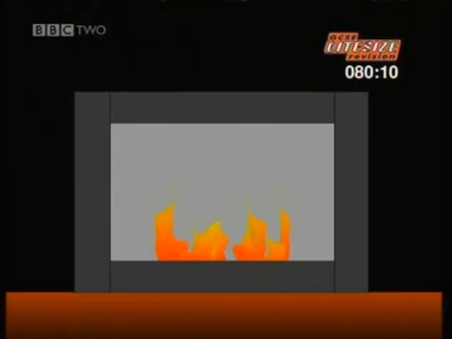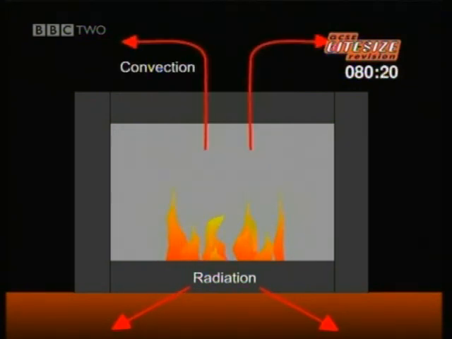To sum up the transfer of heat energy, we feel the heat of a fire in all three ways: directly by radiation, through hot air rising by convection, and by conduction through the ground or the fire surround.